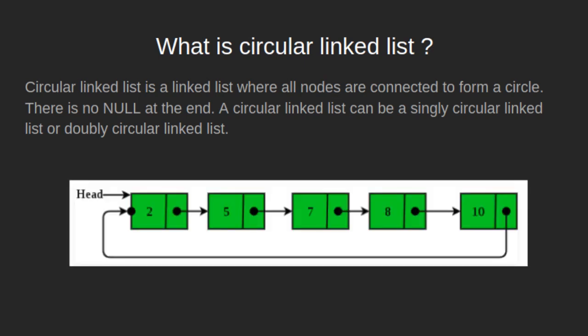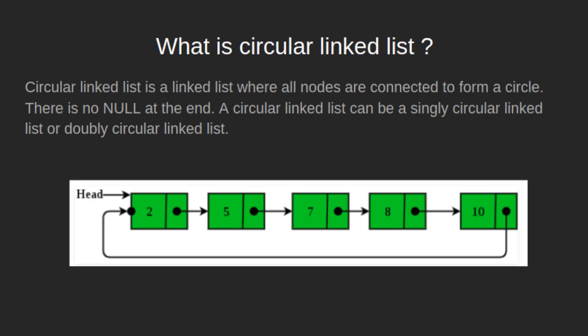For example, consider a given linked list 2, 5, 7, 8, 10. In this linked list, there is no null at the end and the last node, which is 10, is also connected to the head node of the linked list, thus forming a circle. So this linked list is a circular linked list.